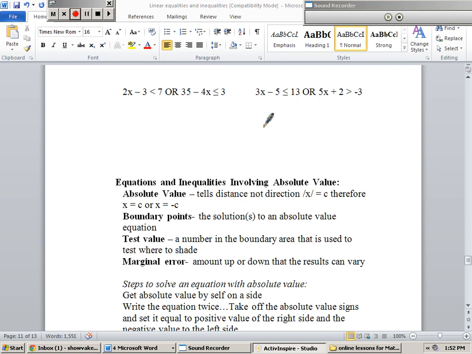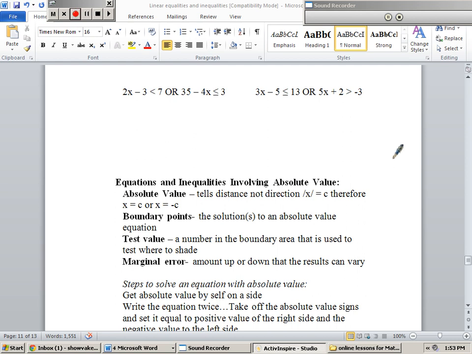Add 5. 3x is less than or equal to 18. Divide by 3. X is less than or equal to 6. Subtract 2. 5x is greater than negative 5. Divide by 5. X is greater than negative 1. 6, closed dot this way, negative 1, open dot this way. As you can see, they overlap and point out to the sides. Therefore, this is all real numbers.